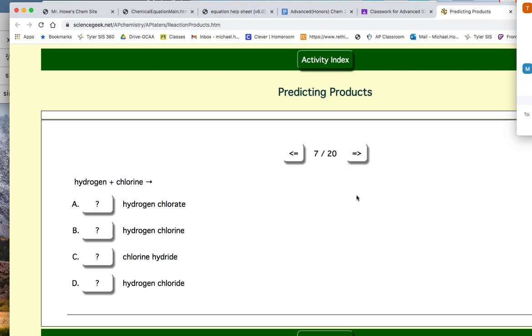Okay, how about this one? I see Maggie knows what she's doing here. That's synthesis. That's right. Do you all agree with that? Is everybody with me?